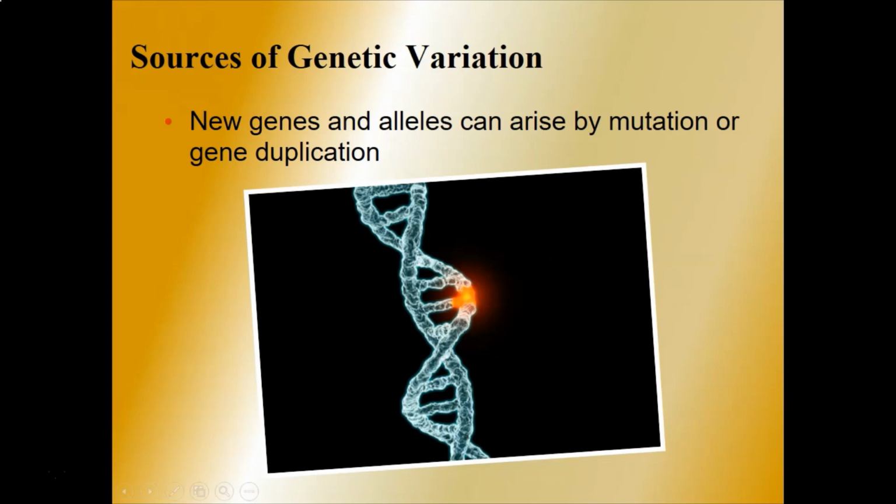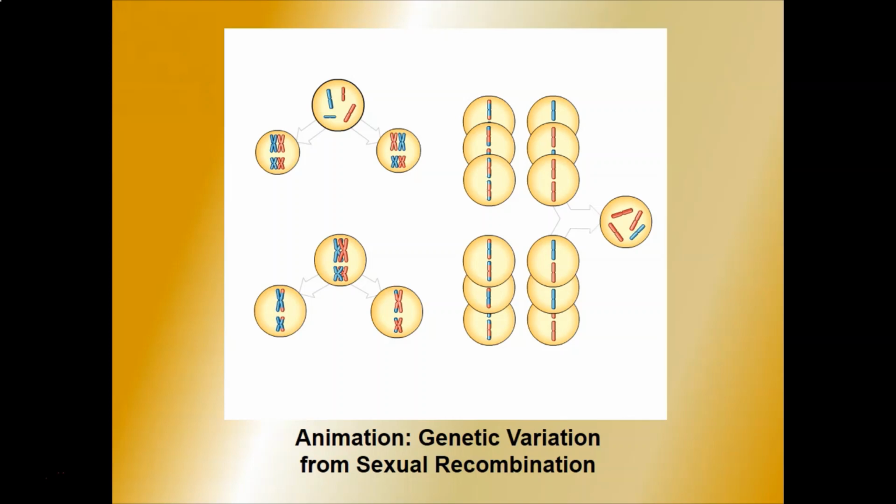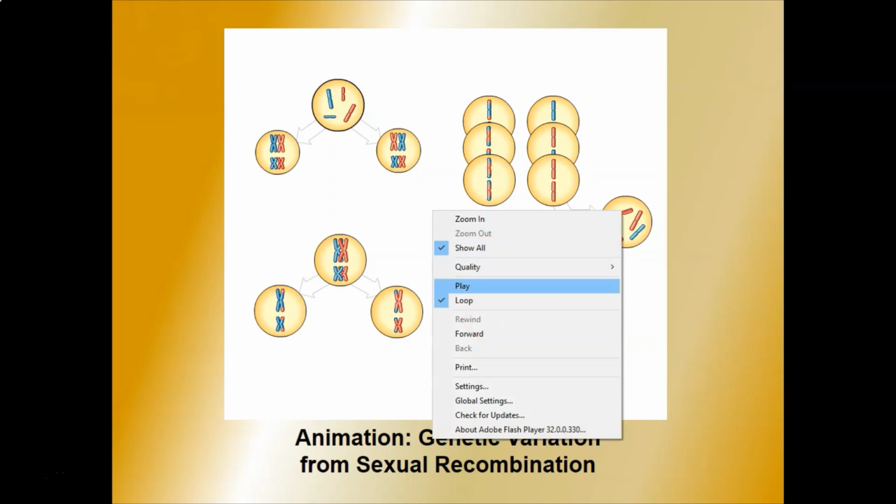Yes, mutations are a big deal, and as you also know, genetic variation for sexually reproducing species is hugely important, right? Remember meiosis in prophase 1 we had crossing over, and in metaphase 1 we had independent assortment, and then random fertilization. So let's quickly review that.